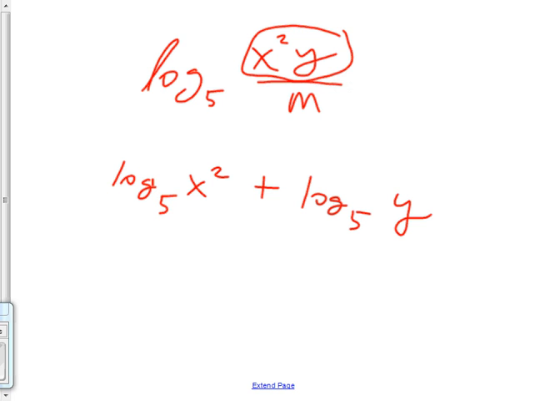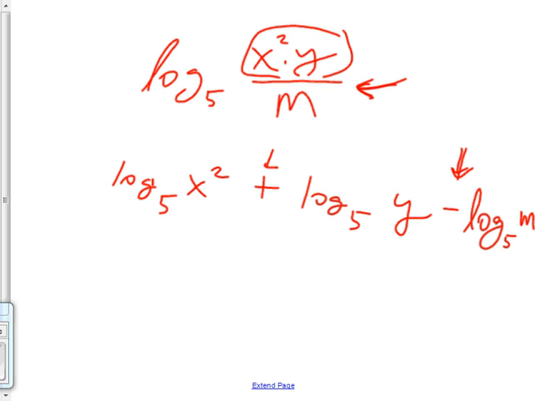Okay, so imagine for a moment that I didn't even have the divided by m in the problem. If it was just this and I wanted to split it up, expand it, I would expand it like that. Now the rest of this problem is divided by m, and I'm going to then say minus log base 5 of m. Because with this divide, if you expand it, it'll become a subtract sign. So multiplies become adds, and divides become subtracts.